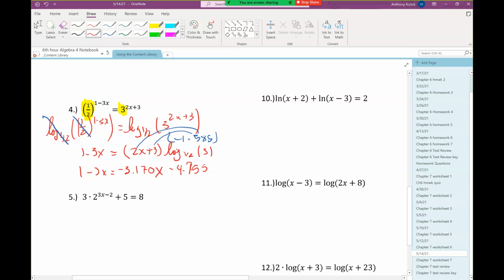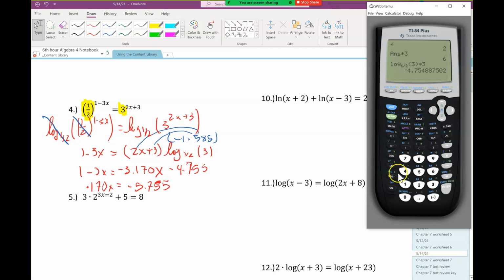Okay, so far. So now I'm just going to move things onto one side. So like I'll add the 3.170x over to here, and subtract the 1 over to the other side. And then just divide both sides by that 0.17. So that's going to be about negative 33.85.